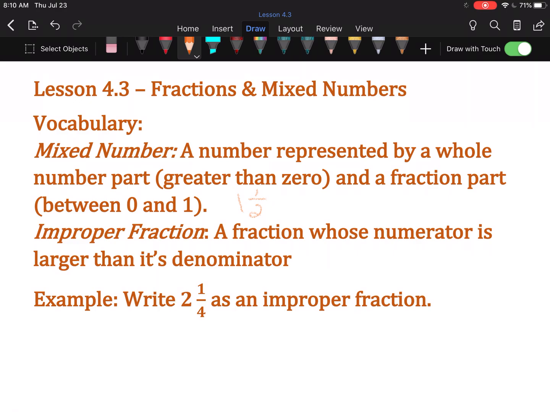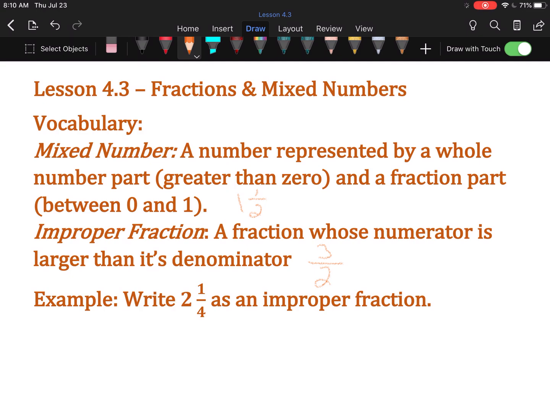An improper fraction is a fraction whose numerator is larger than its denominator. So that's something like 3 over 2. 3 is bigger. For the most part, you're not going to be allowed to give improper fraction answers. That won't change until Algebra 1.